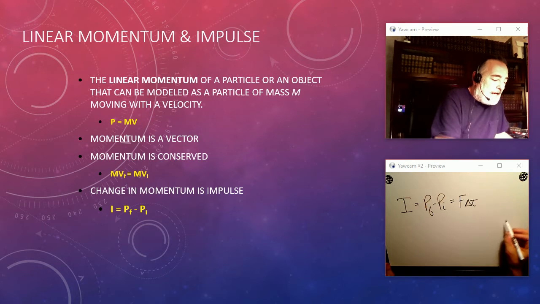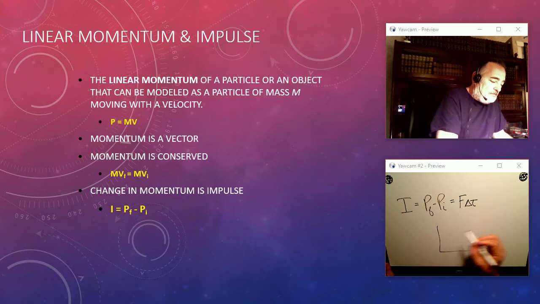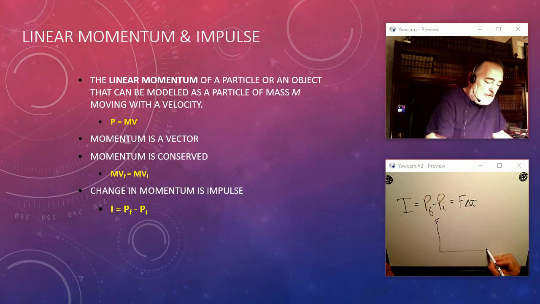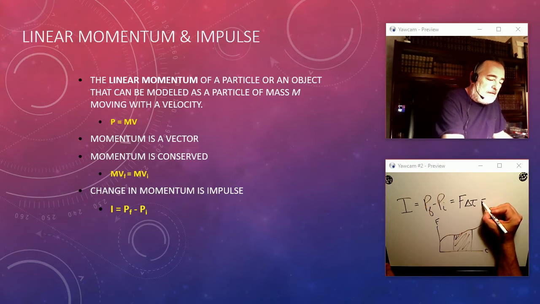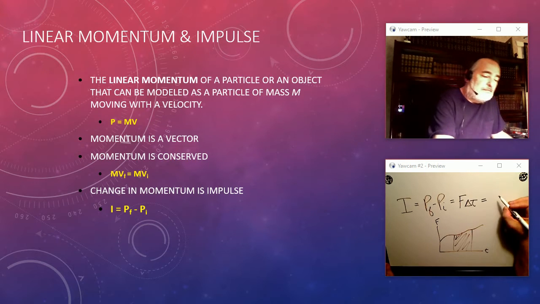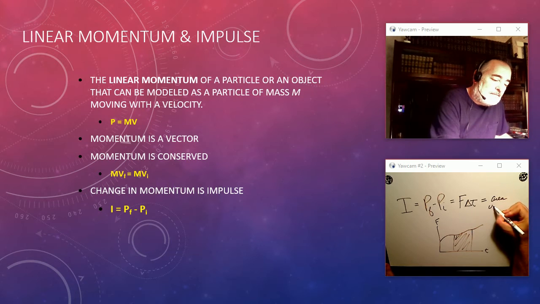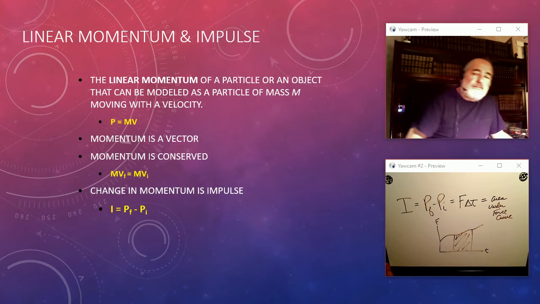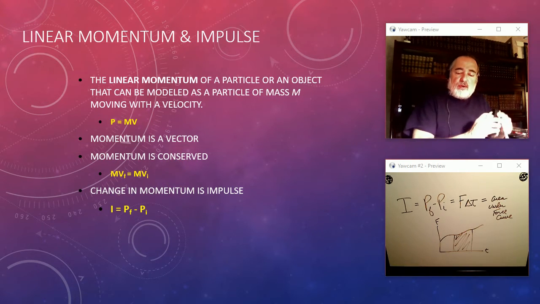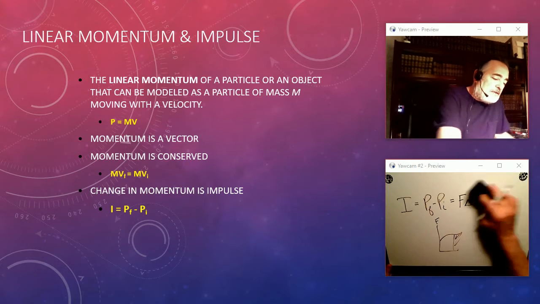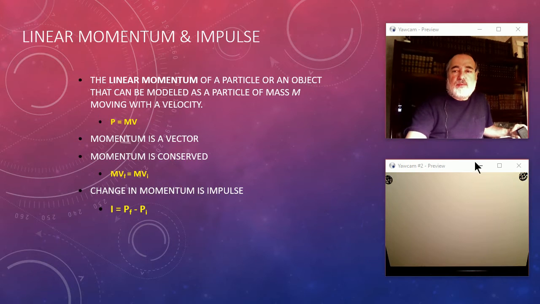And if we look at a curve or a line or whatever, force for a given time, it would be the area under that curve. Under the force curve. So it's probably best to show this with a very simple example of linear momentum first.